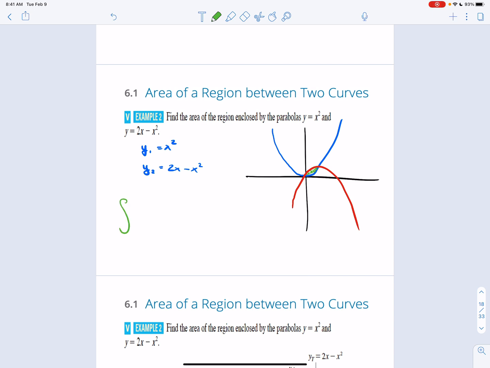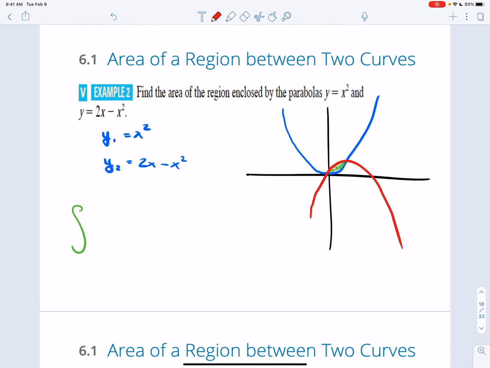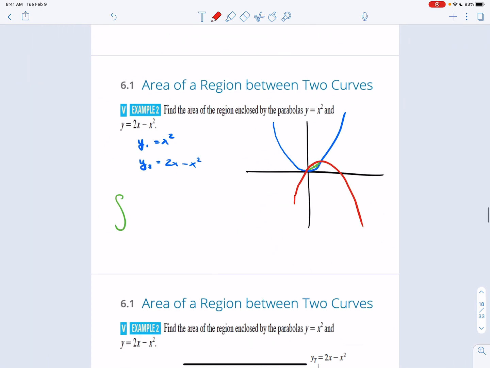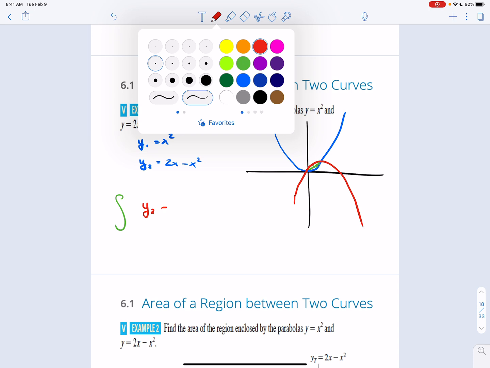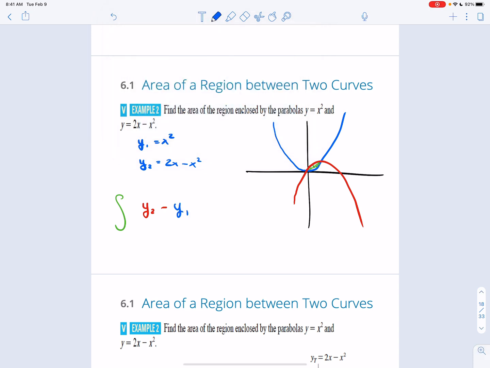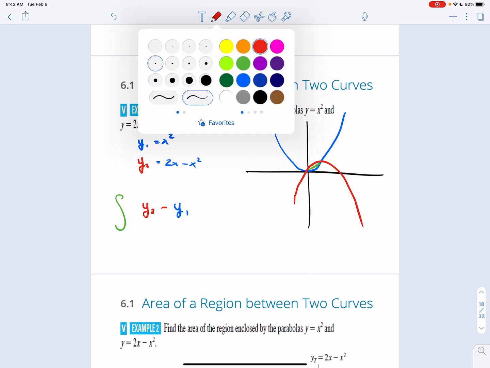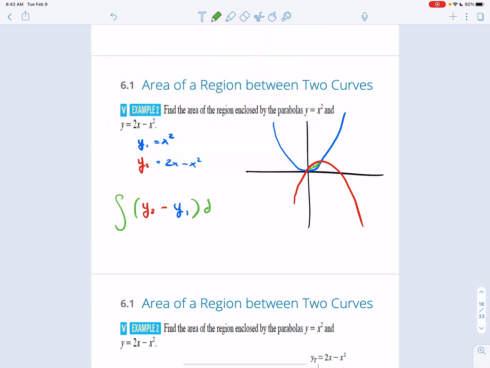So here we go. The integral, now if we're taking a look at colors, if we're in that green region, that top function is the red one. And the red one is the 2x minus x squared here. So in this case, I would have y2 here minus the bottom function, that blue parabola, which is y1. I should change this to red so that I don't confuse you guys. All right. Okay. All of this is with respect to x.